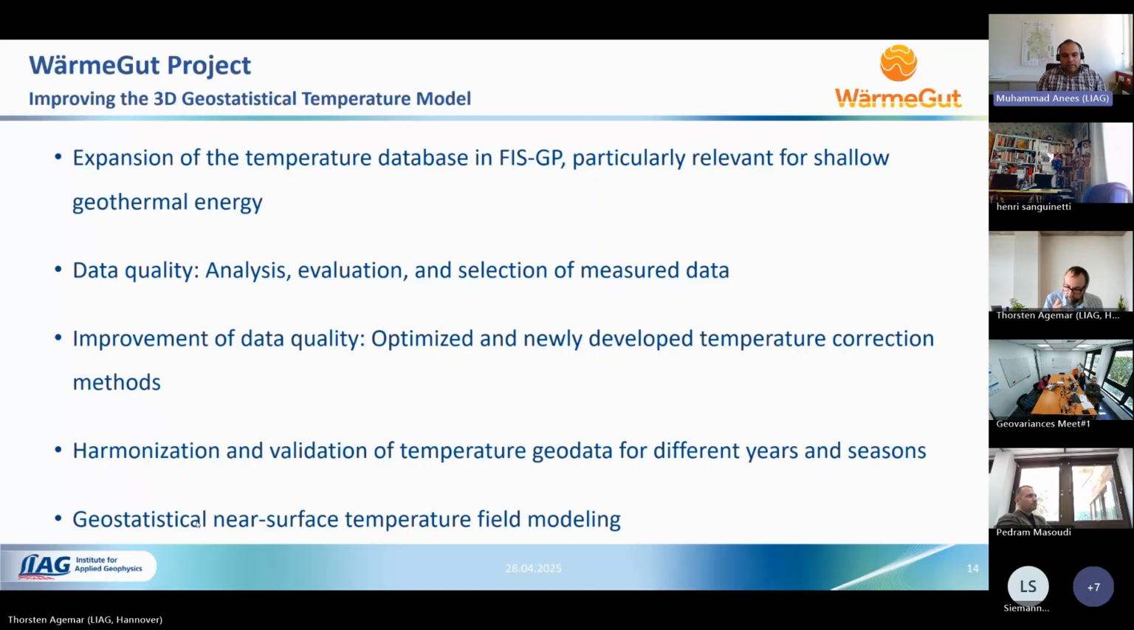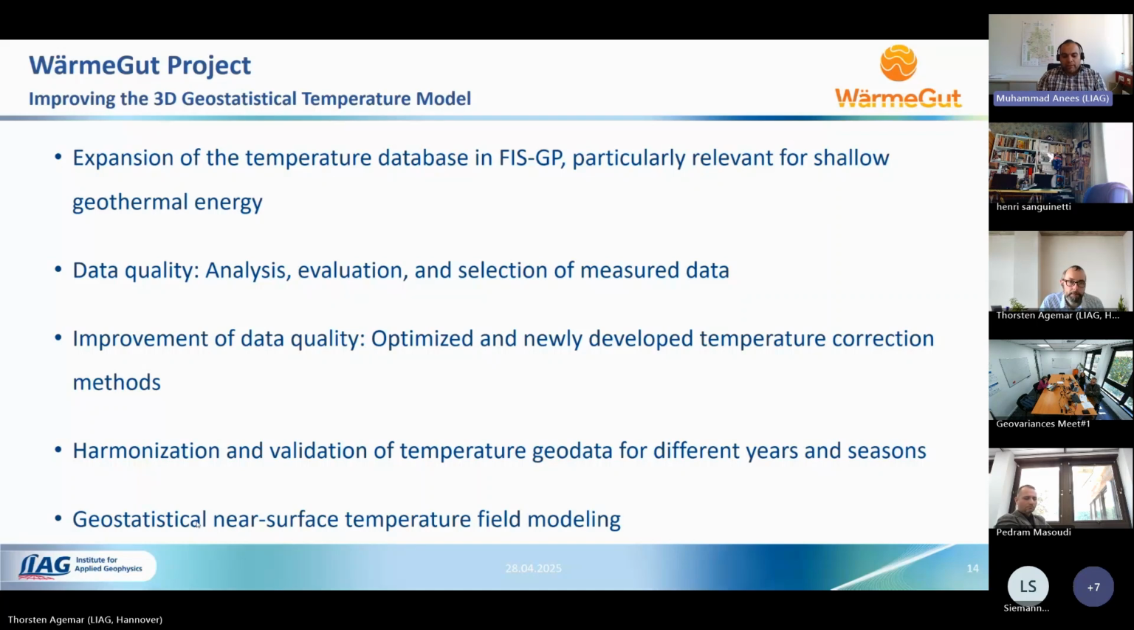And then the idea is to acquire these temperature data from the state geological surveys, analyze them and assess the quality, and then apply a temperature correction because of the different measurement times and different measurement conditions. So all the data has to be optimized and corrected in a way that it can then be used for the temperature modeling.